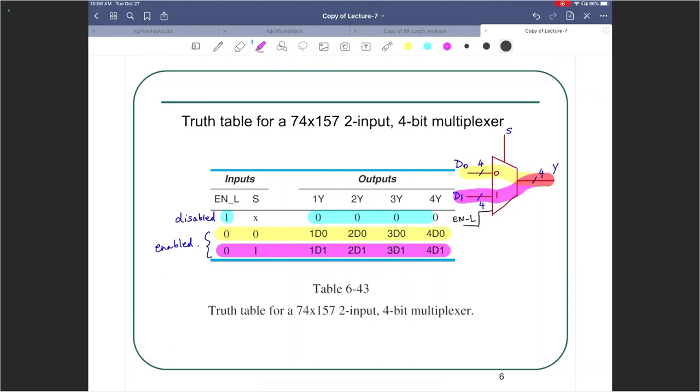So that's your 74X157. Two inputs and each of the input is 4 bit. All right, questions about this?